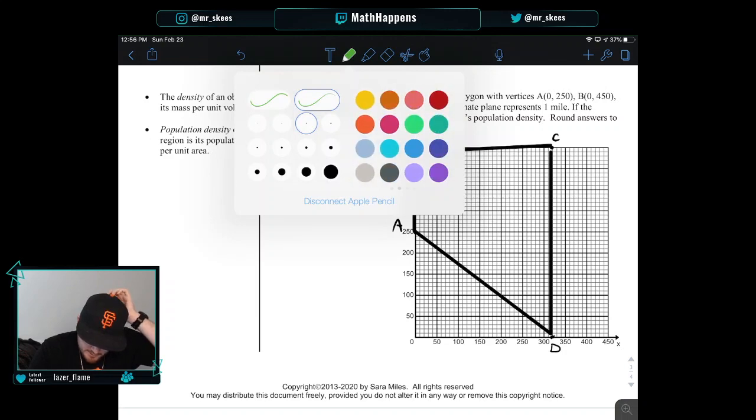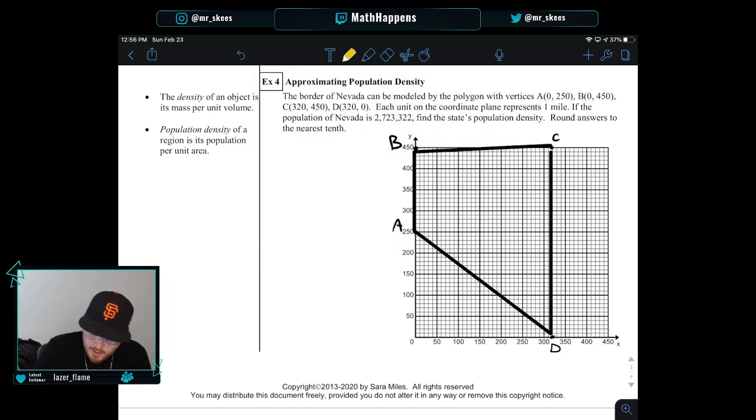What about these colors? How about this one? Okay, so what are the dimensions? This is 320 across, from 0 to 320. And then all the way down is 450. Can you see that very well? Probably not. I just need to not use yellow.